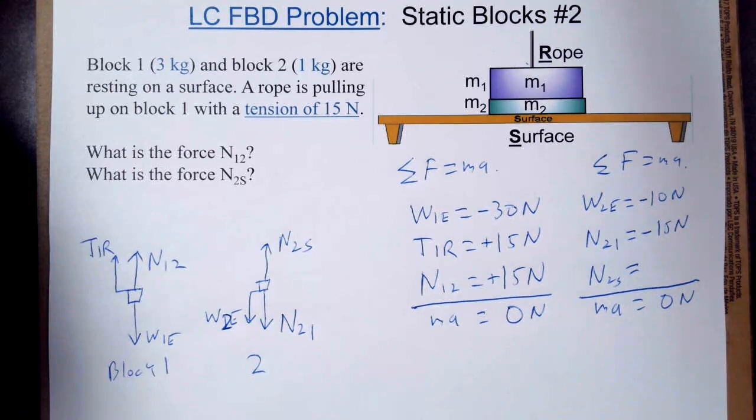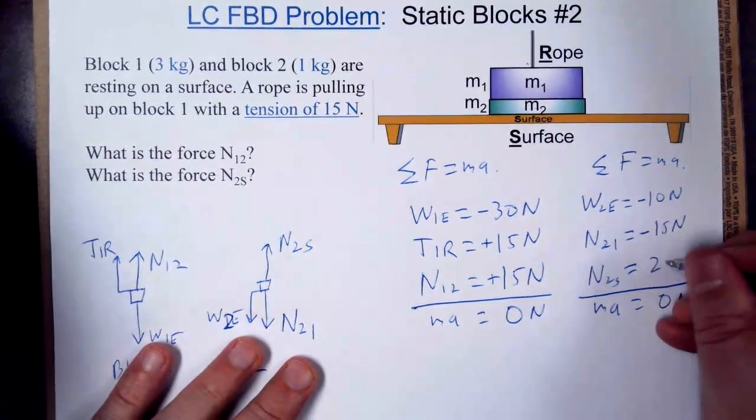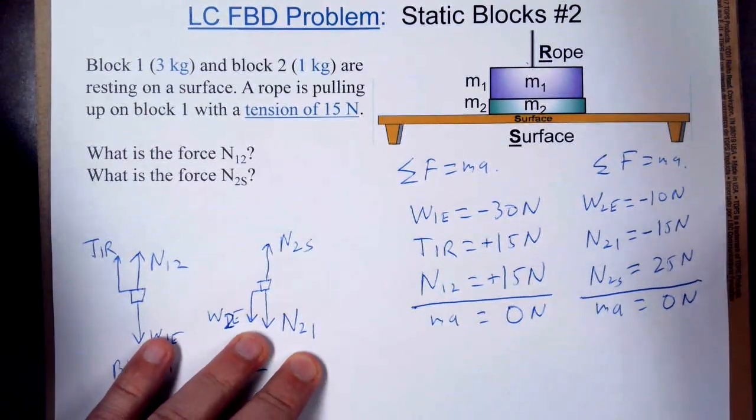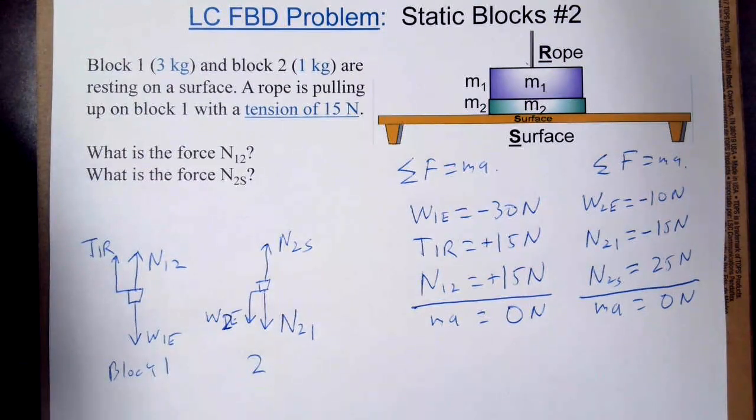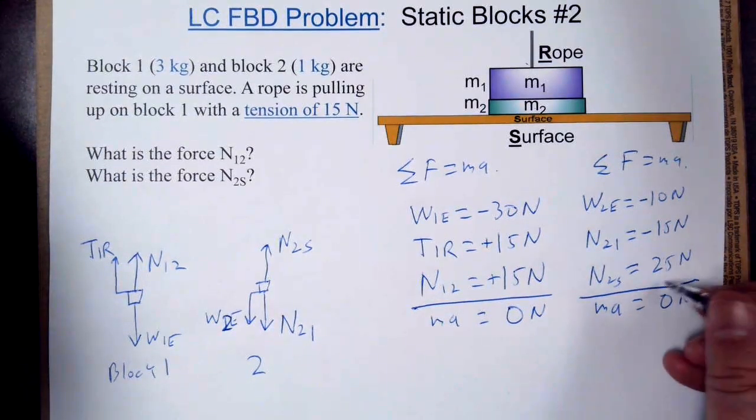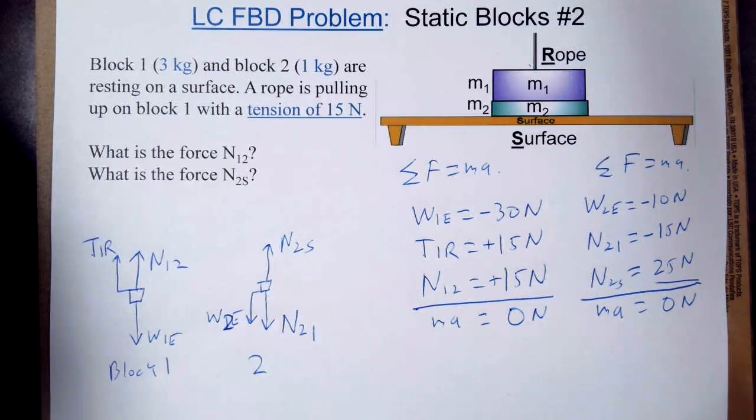So we just have to solve for N_2s. W_2e is negative 10 newtons, N_21 is negative 15 newtons, and so how many newtons do we need to get to 0? Well, it has to be 25 newtons, otherwise this doesn't all add up to 0. So we do that, and that means we now have our number for N_2s. Okay, so that's the basic strategy.